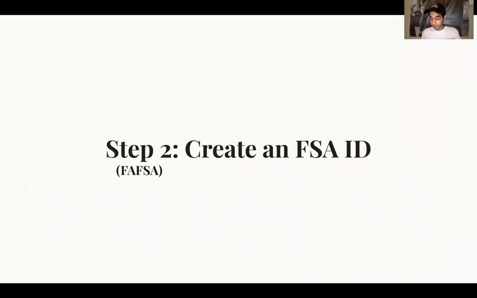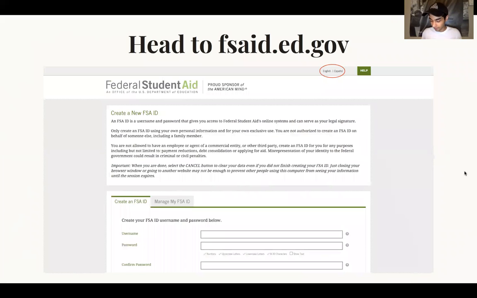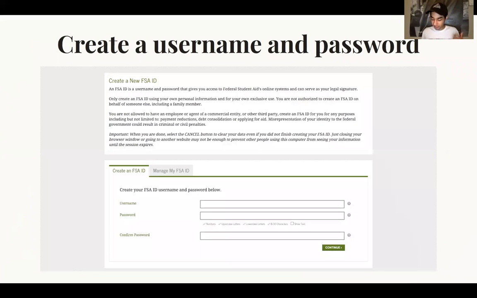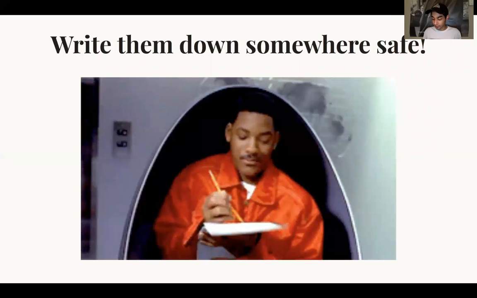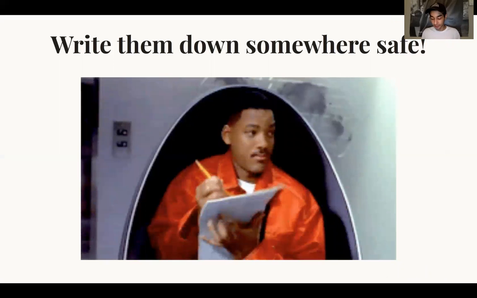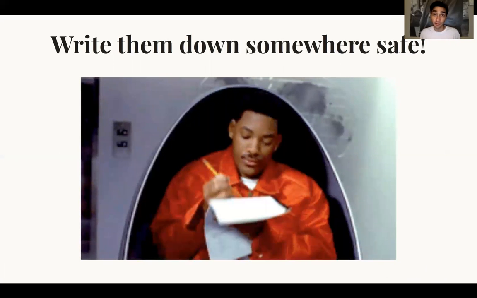Start by heading over to fsaid.ed.gov. You'll be greeted by this really gross webpage where you can pick a username and password. You can also switch to Spanish in the top right if that's what you prefer. For your username and password, make sure you pick something simple and easy to remember, and also make sure to write them down somewhere safe because you'll have to use this login information every year that you do the FAFSA.